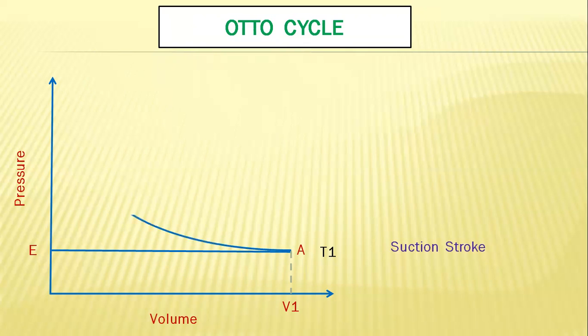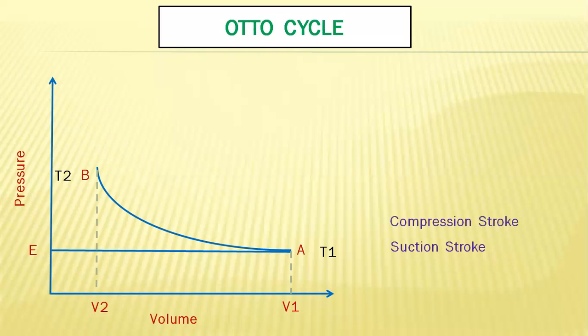And here the compression, the gas is compressed from A to B. Due to the compression, volume decreases and pressure increases. V2 is the final volume. A to B represents the compression stroke. Here the compression is adiabatic compression. Here this is the combustion. At the end of the compression, combustion takes place. The temperature increases from T2 to T3. So this is the combustion.